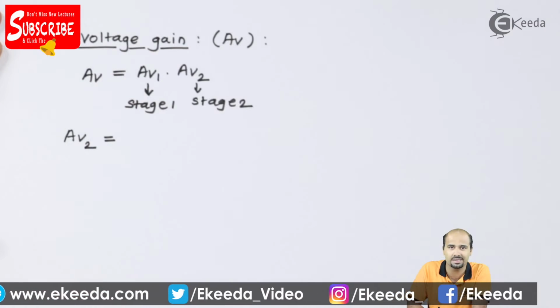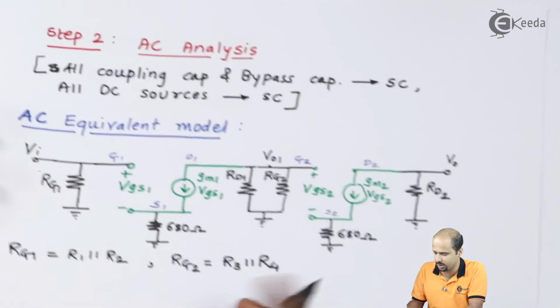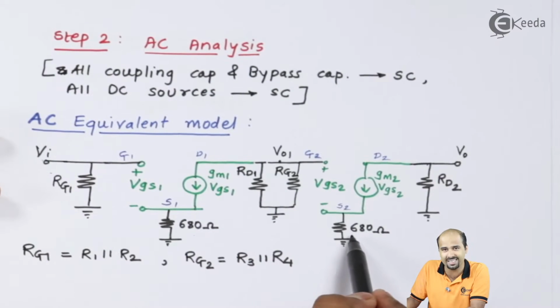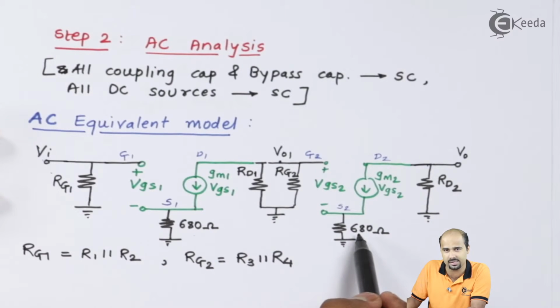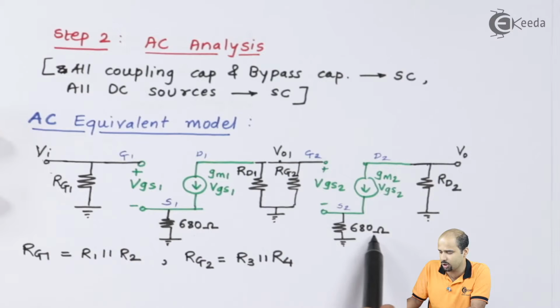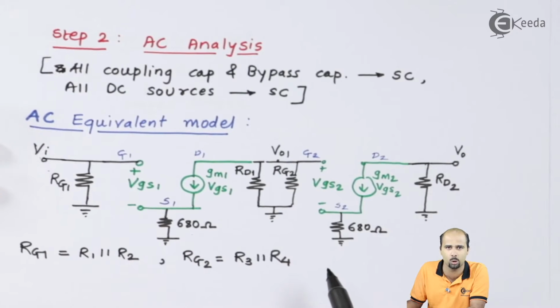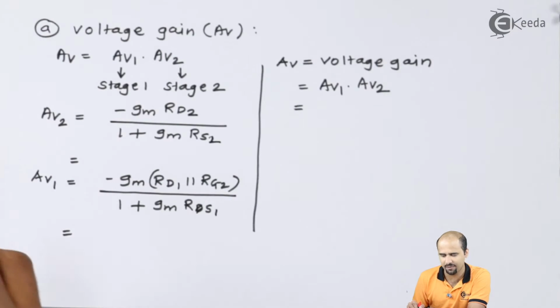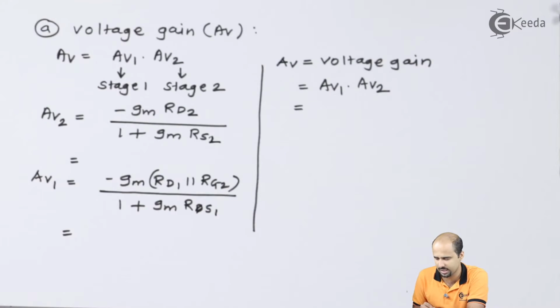I know that this is with unbypassed capacitor at the source terminal, so there will not be any capacitance into picture. Rather than that, in another sentence I can say 680 ohm is there into picture of your AC equivalent model, so you have to incorporate this 680 ohm. Okay, so now we'll have to calculate the value of voltage gain, that is AV.